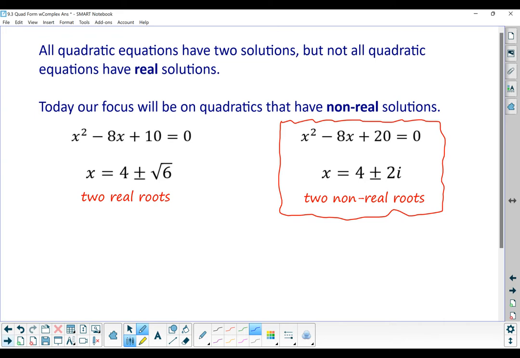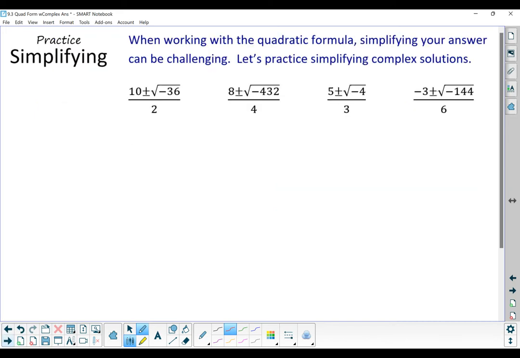So before we worked with real roots, and now we're going to have some non-real roots. And that's okay. Just know that when you're simplifying that radical, if it has a negative underneath it, you're going to have an imaginary answer. So when we're working with the quadratic formula, simplifying your answer is sometimes the most difficult part. So I wanted to just practice simplifying some complex solutions, and then we'll do a couple more examples together.